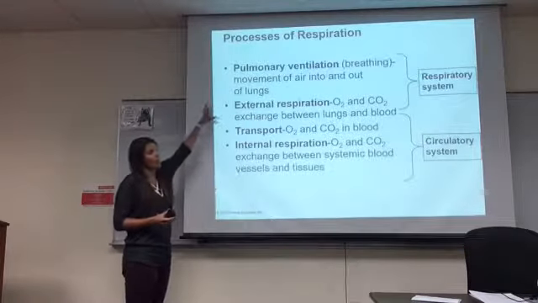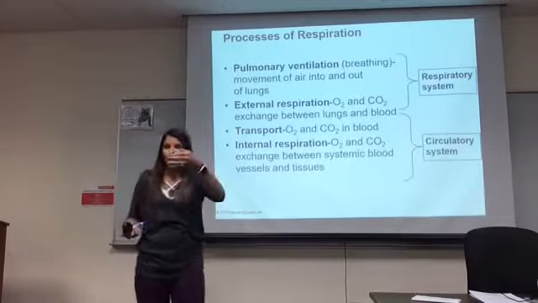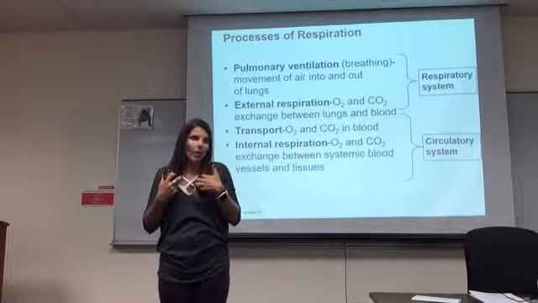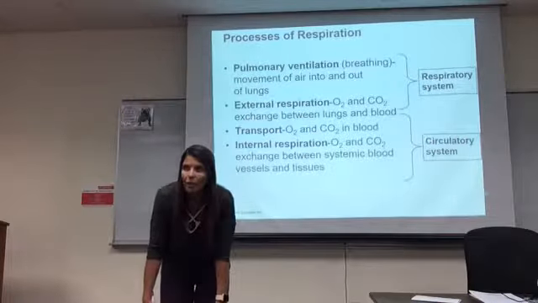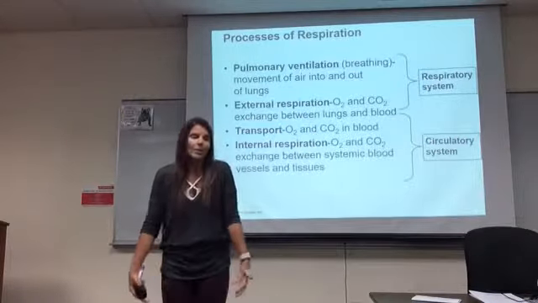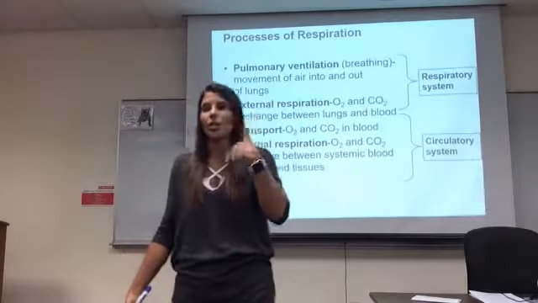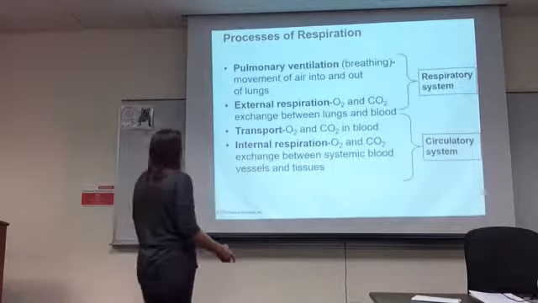We have two types of respiration: external and internal respiration. External respiration is between your lungs and your blood. So bringing air in from the atmosphere and putting it into your blood. Internal respiration is from your blood to your tissue. So it happens deep inside your tissue. External respiration is where you come into contact with the environment, and internal respiration is down in your tissues.